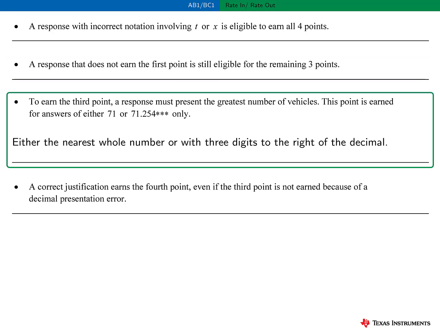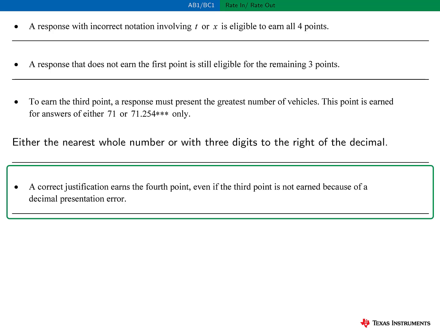To earn the third point, the answer point, the response must present either 71 or the answer to 3 decimal places. Remember that if more than 3 decimal places are presented, we ignore the extra digits. And a correct justification earns the 4th point, even if the 3rd point is not earned due to a decimal presentation error. In the model solution, the justification is the table of values.